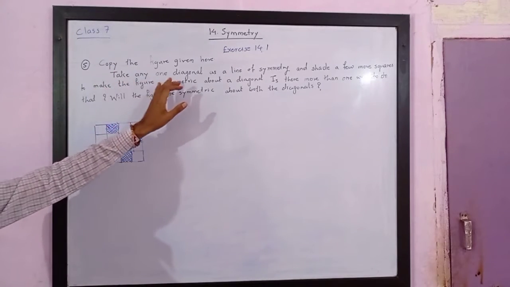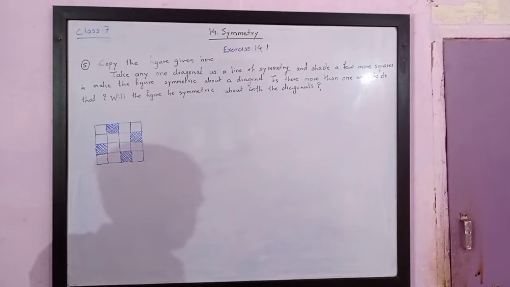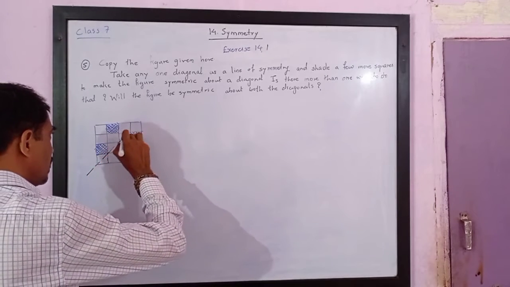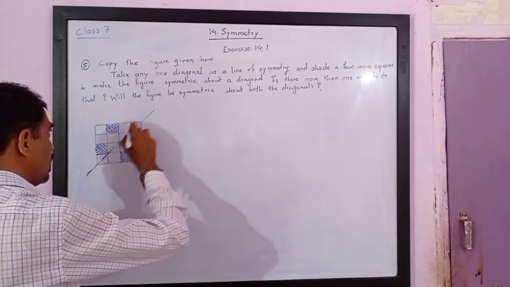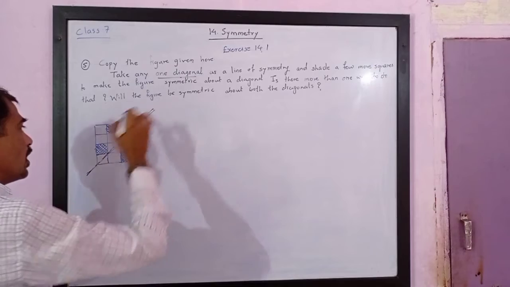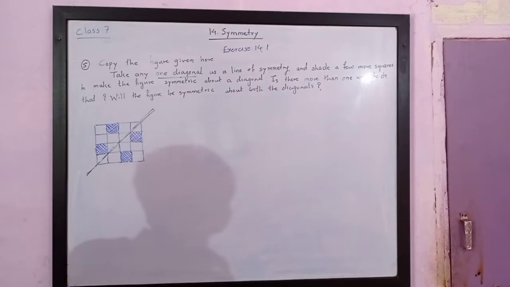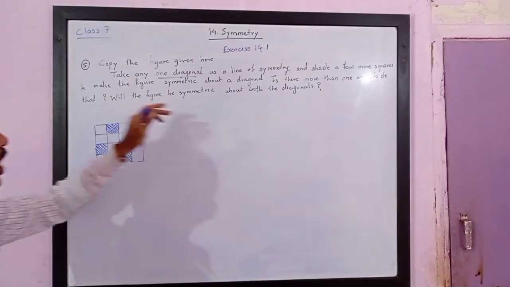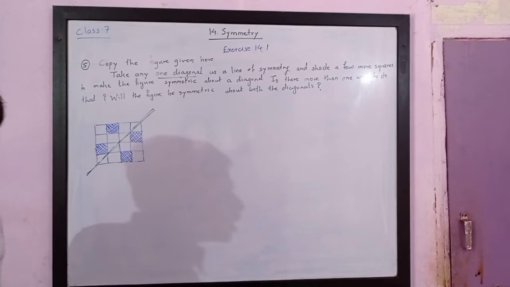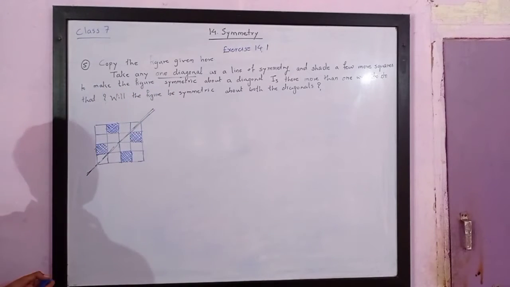Take any one diagonal as a line of symmetry. So we will take a line of symmetry as a diagonal. If I take it something like this, this is a line of symmetry. Diagonal is a line of symmetry. They have said take any one diagonal, and shade a few more squares to make the figure symmetric about the diagonal.